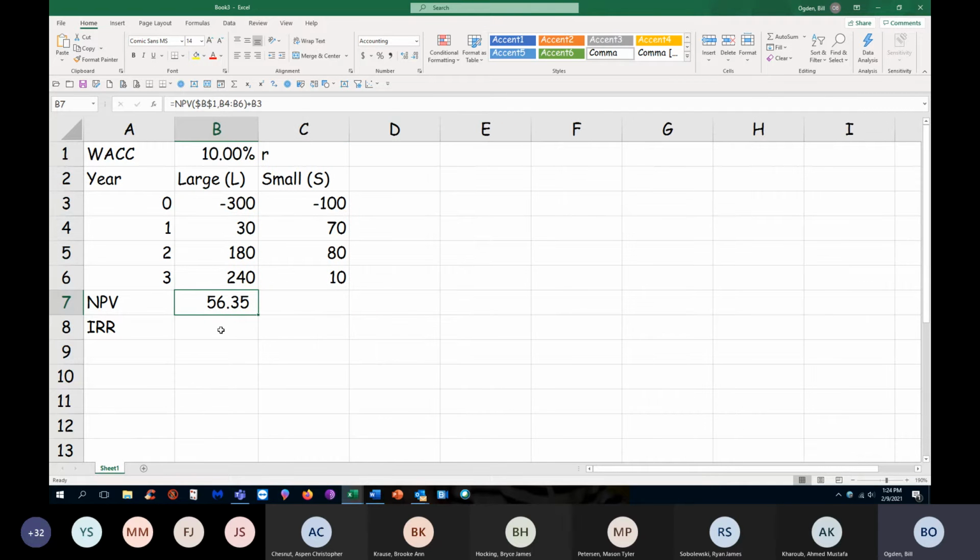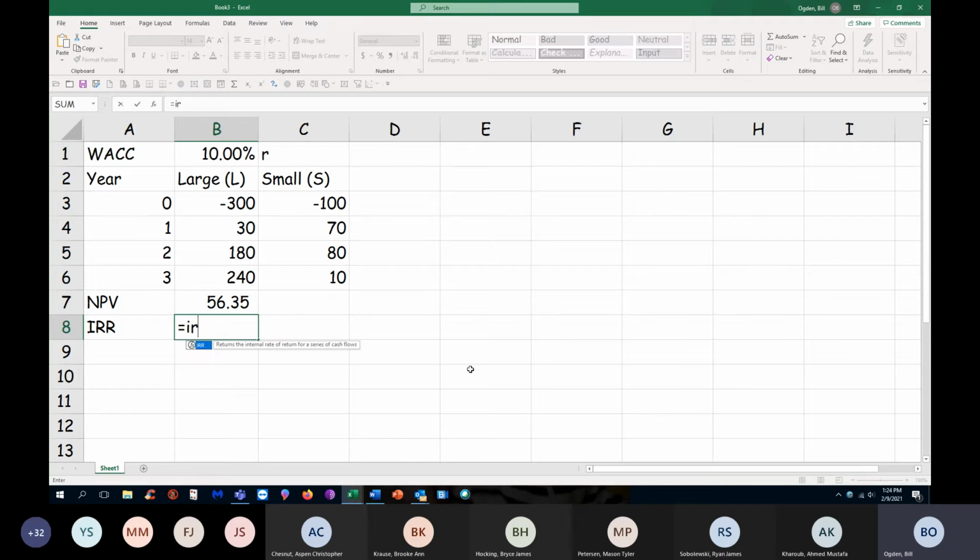Okay, now let's do the IRR for the first one. Now, IRR, thankfully, is exactly what you do in your calculator. Equals IRR, and the first cash flow that you highlight is cash flow 0. So this works.